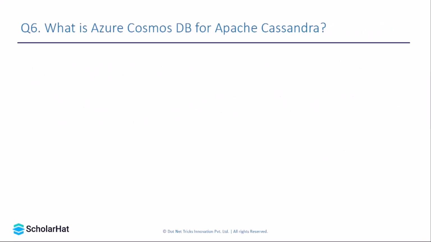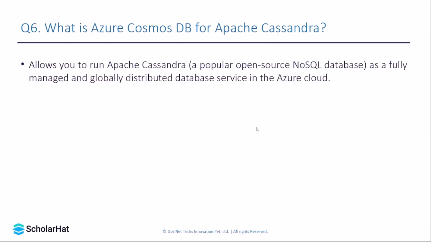What is Azure Cosmos DB for Apache Cassandra? Before going to that topic, let's discuss what exactly we mean by Apache Cassandra. Apache Cassandra is a highly scalable, high performance distributed database designed to handle large amounts of data across many commodity servers. It provides high availability with no single point of failure. With the help of Azure Cosmos DB, you can run an Apache Cassandra database as a fully managed and globally distributed database service in the Azure cloud.